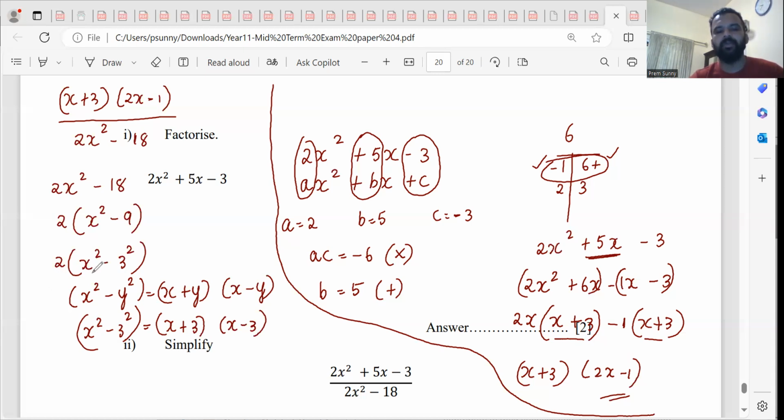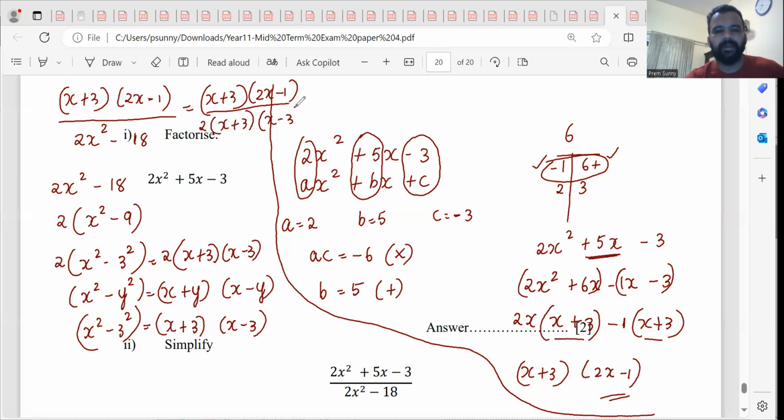What we have is 2 into x square minus 3 square. So this will give me 2 into x plus 3 into x minus 3. Now, instead of 2x square minus 18, numerator is x plus 3 into 2x minus 1 divided by 2 into x plus 3 into x minus 3. This x plus 3 and x plus 3 gets cancelled. Our final answer will be 2x minus 1 divided by 2 into x minus 3.